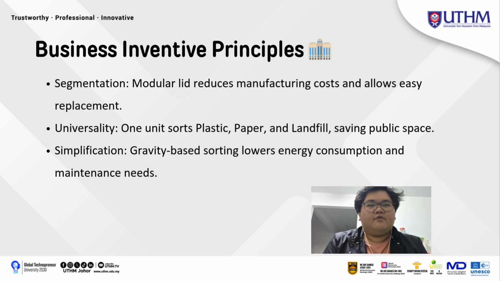Moving on to our next part, which is the business incentive principle. The first point is segmentation, where we only replace a segment of the bin, which is the lid only. By doing so, we can reduce our manufacturing cost, and it also allows for easier replacement. Our second point is universality, where we use only one unit for separating all types of waste instead of having one unit per type of waste. And it also saves public space since we only use one instead of more than one.